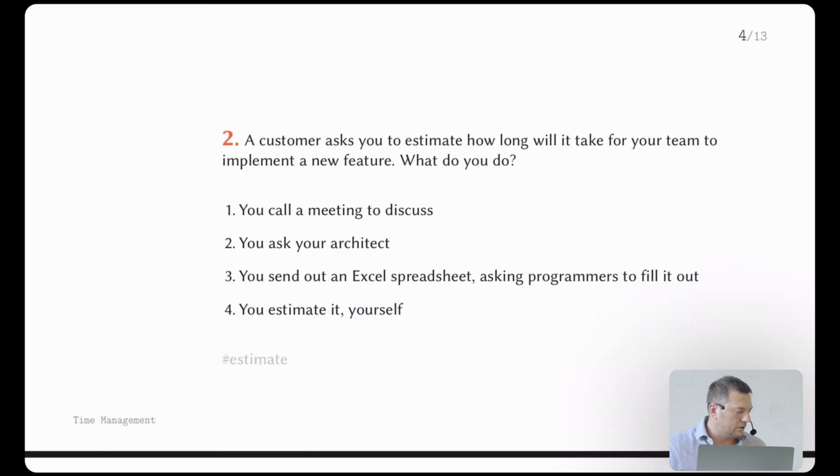Second, the customer asks you to estimate how long it will take to implement a new feature. What do you do? The right answer, in my opinion, is this one. So first of all, you call a meeting. Most teams do just call a meeting, because they don't know what a 3-point estimate is. They don't know how to use these numbers. They're not professional project managers.